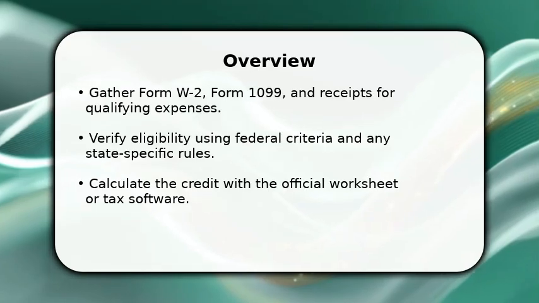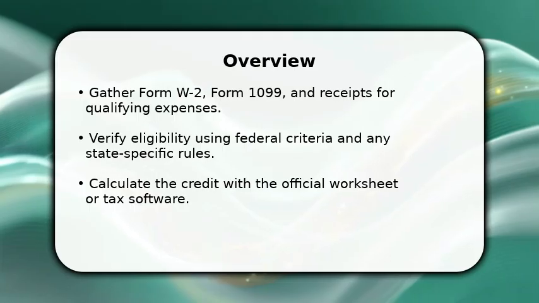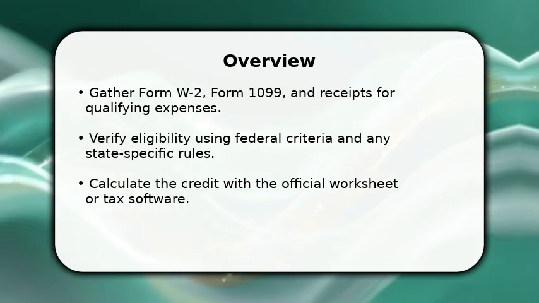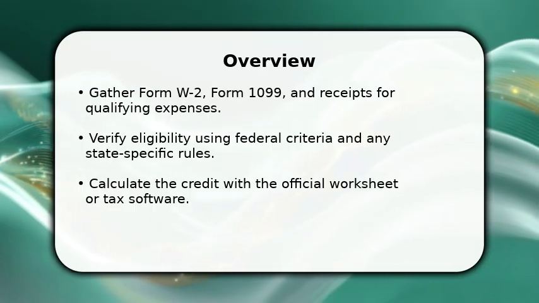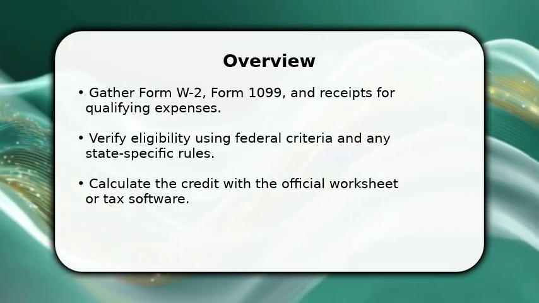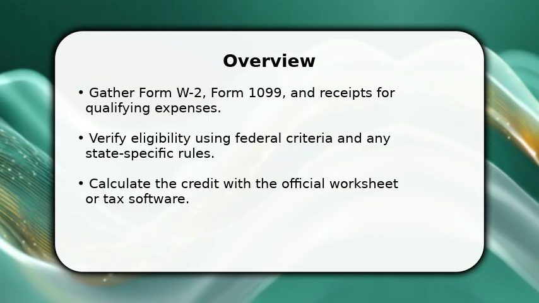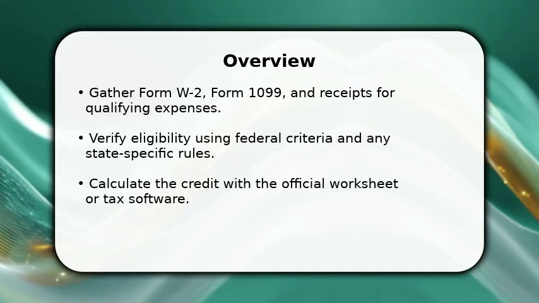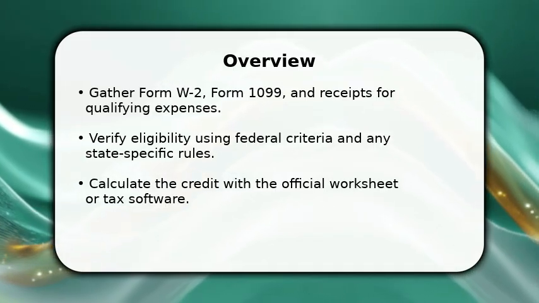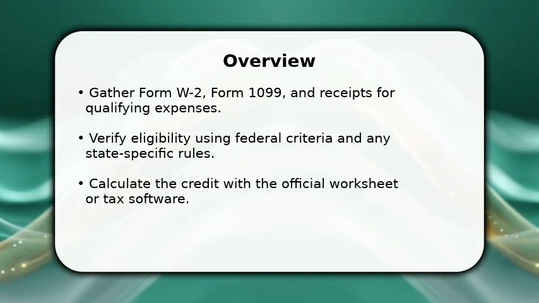In this video, I will explain how to file the SETC tax credit. Start by gathering Form W-2, Form 1099, and receipts for qualified expenses, then verify eligibility using IRS criteria and state-specific guidance. Next, calculate the credit amount using the official worksheet or tax software and double-check the math. Finally, complete the correct line on your tax return and keep copies for your records in case of an audit.